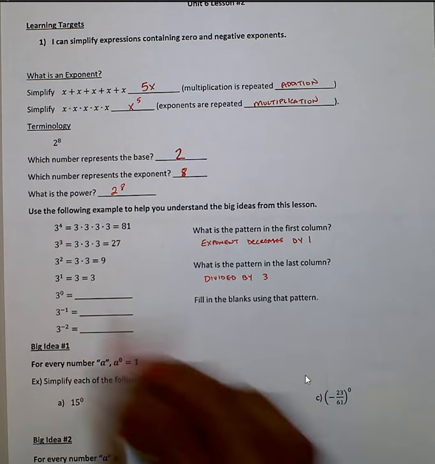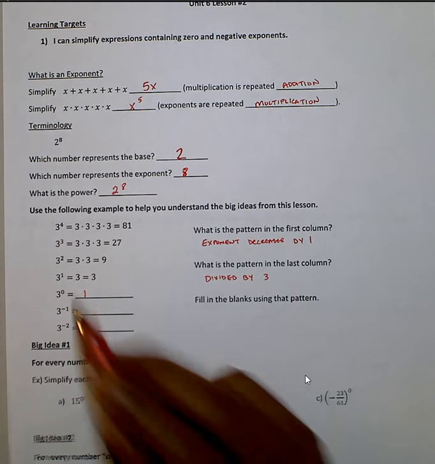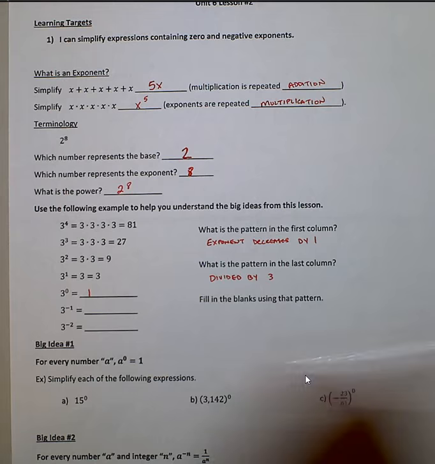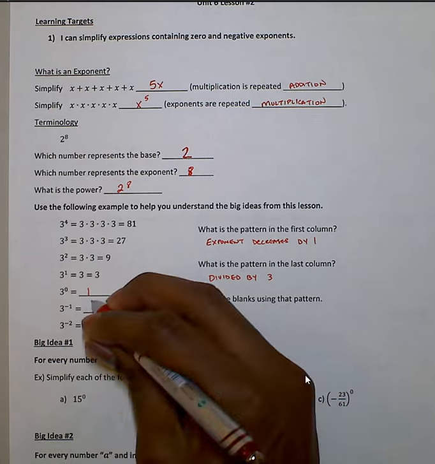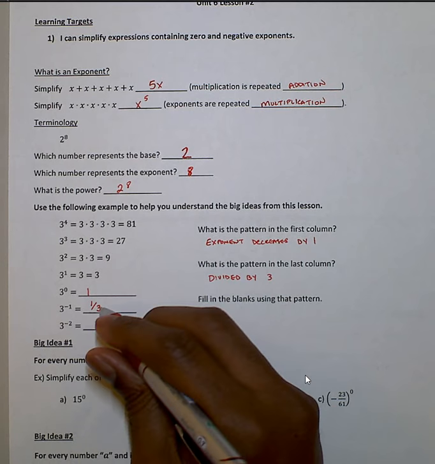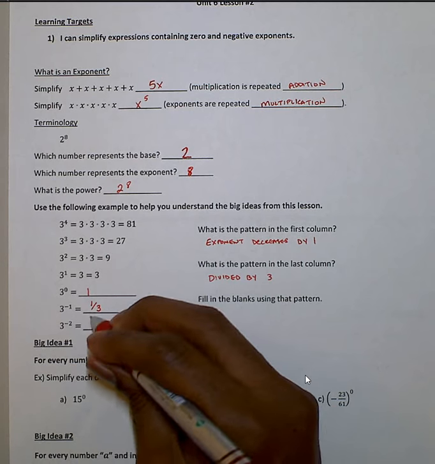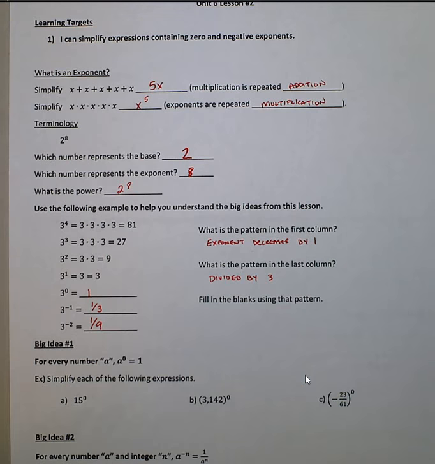Okay, 3 to the 0, if we continue this pattern, it should be 1. 1 divided by 3 should be 1/3. 1/3 divided by 3 should be 1/9.